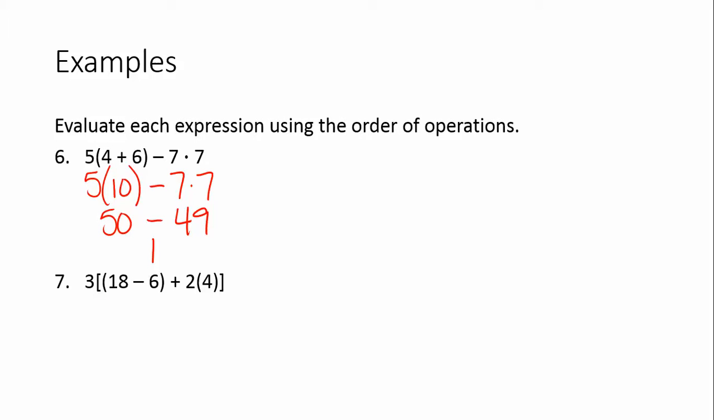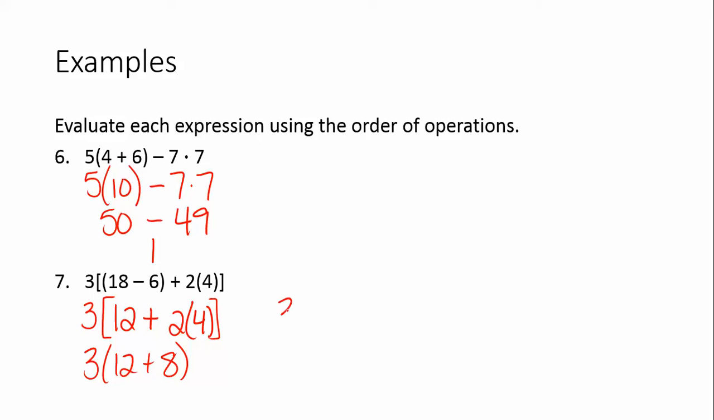On number 7, remember that brackets are just like parentheses. We just use brackets so that our eyes kind of don't play tricks on us by having multiple sets of parentheses. So this will be 3 times 18 minus 6 inside the first set of parentheses. I need to take care of that. That's 12 plus 2 times 4. And I should keep this one a bracket if I'm going to have the one on the end of the bracket. So this is 3 times 12 plus 8. So I need to do the multiplication inside the bracket before the addition. Now I have addition inside the parentheses, so this becomes 3 times 20, or 60.